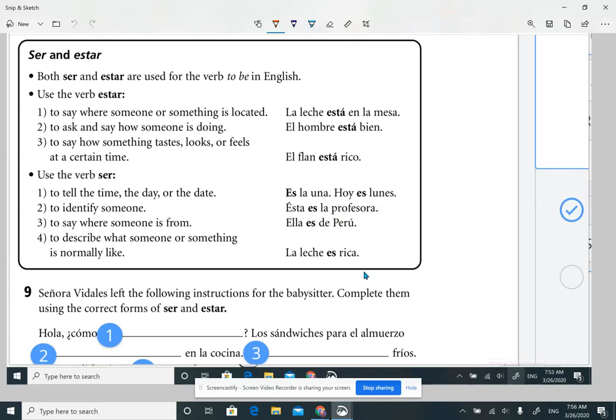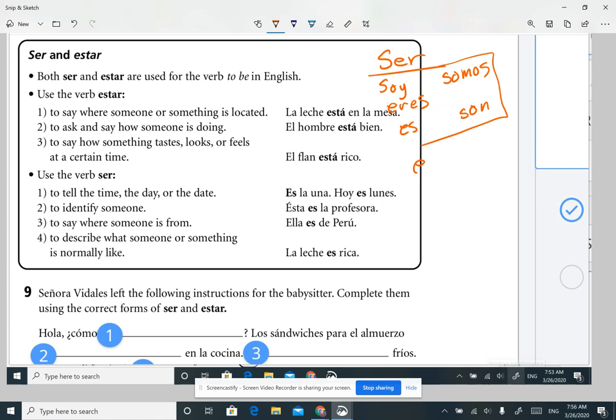So here we have the Ser and Estar formative, and I can help you out with a couple of things here. One thing that you need to make sure you have written down somewhere in your notes, if you don't have them memorized, are the Ser and Estar verbs. So for example, the Ser verbs, if we were to write them all down, would be soy for I am, eres for you are, es for he or she or usted is, somos for we are, and son for they are or y'all are. So that's our first verb.